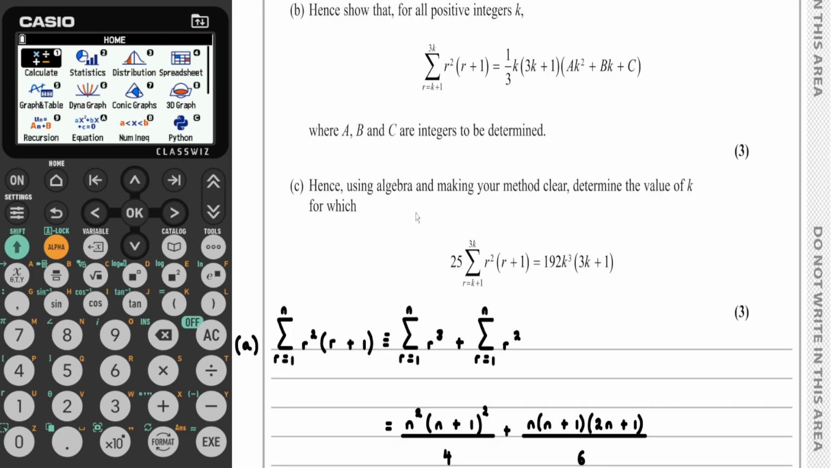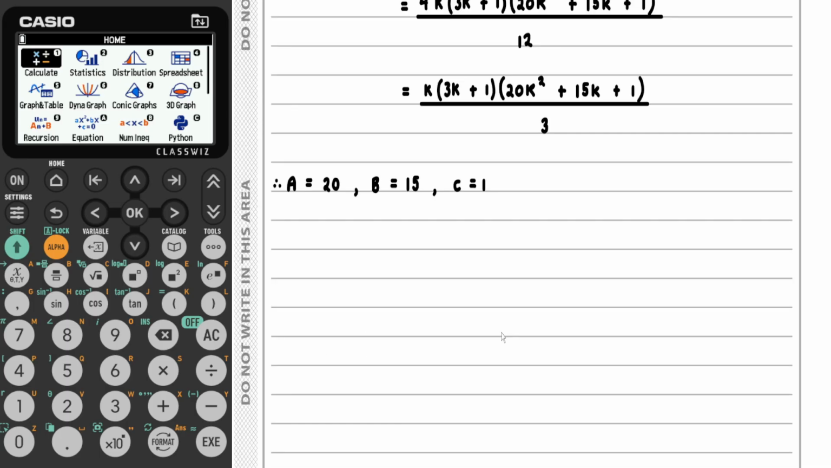Part C. Hence, using algebra and making your method clear, determine the value of k for which 25 times the sum of r squared times r plus 1, from r equals k plus 1 to 3k, is equal to 192k cubed times 3k plus 1. So we've got the given equation here.